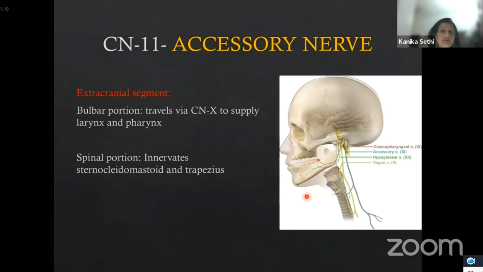Along with the vagus nerve, you can see there are two accessory nerves, the 9th and the 11th, which is the accessory nerve, which you see in the suprahyoid neck, and which also travel in the jugular fossa along with the vagus nerve. Then the 11th nerve, the bulbar portion, travels with the vagus nerve to supply the larynx and the pharynx. Then it has a spinal portion which innervates the sternocleidomastoid and the trapezius muscle.